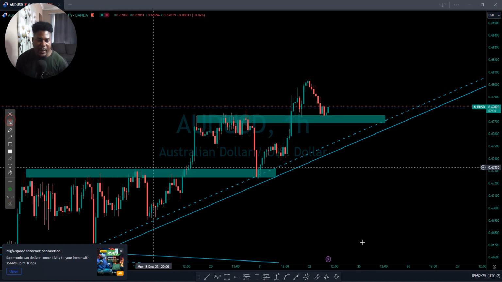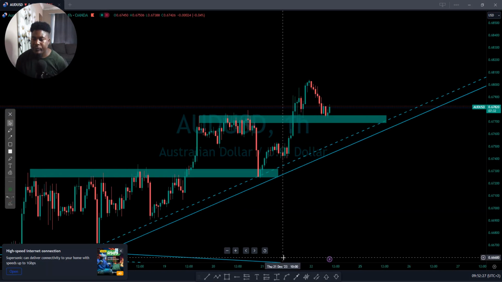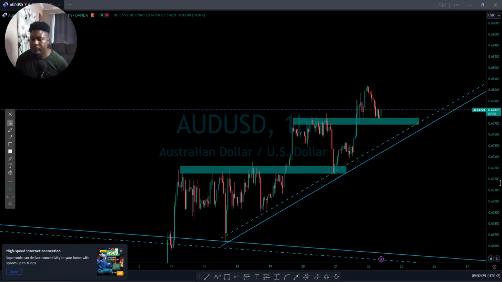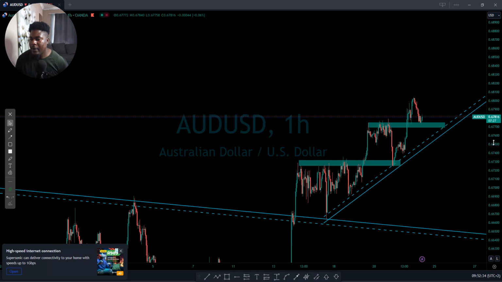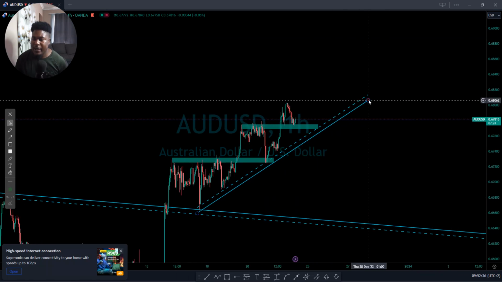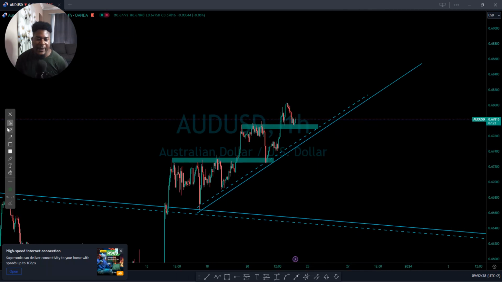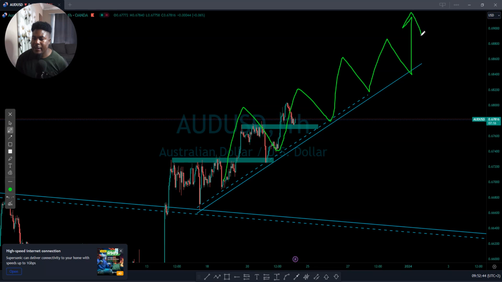So let me zoom it out. You will see. I hope now you see that. So what we expect here is the market to do something like this, continuing like that, going further. So we are on a very nice uptrend.